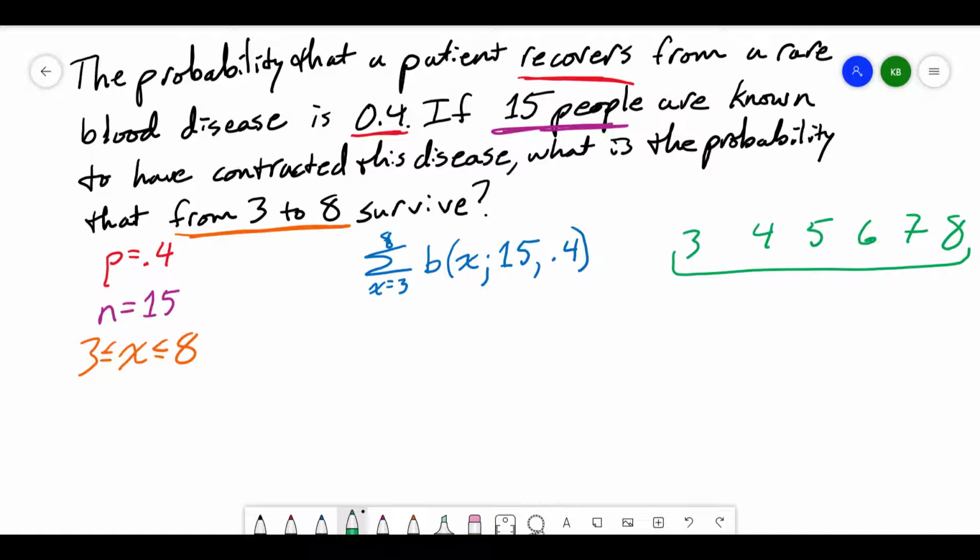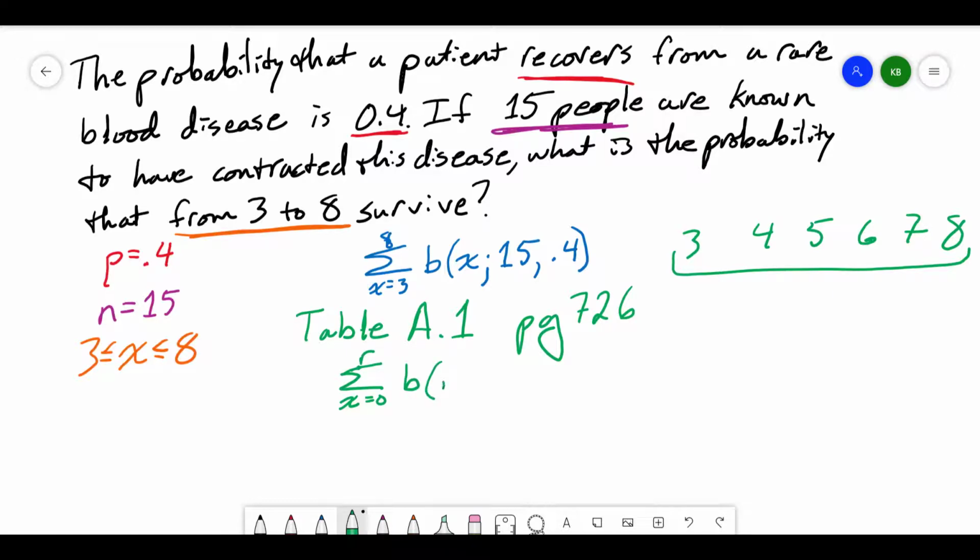Now, there is an easier way to do this, and it makes use of a table that's found in the appendix of your book. So this table is table A1, and it's found in the printed book on page 726. So it's the first thing in the appendix. And what this gives you is the binomial probability sums starting at 0. So you have the sum x equals 0 to r for our binomial distribution of r in p.